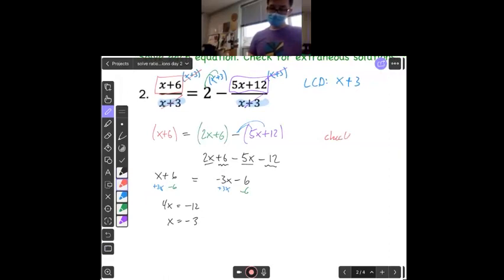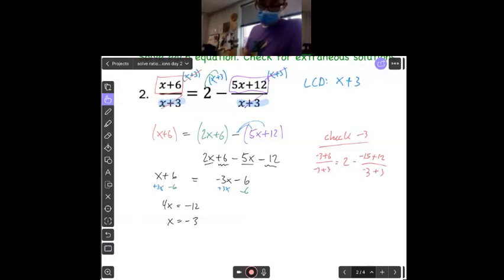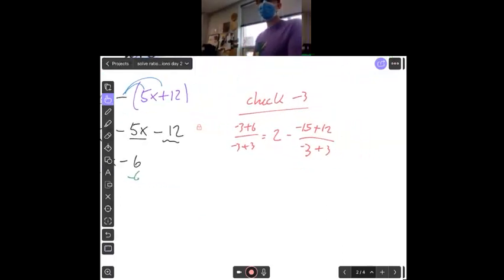So let's check that. So we get negative 3 plus 6 over negative 3 plus 3 equals 2 minus 5 times negative 3, which would be negative 15 plus 12 over negative 3 plus 3. So I'm doing a little bit of arithmetic as I'm plugging it in, but not too much. And then negative 3 plus 6 is 3. Negative 3 plus 3 is 0.